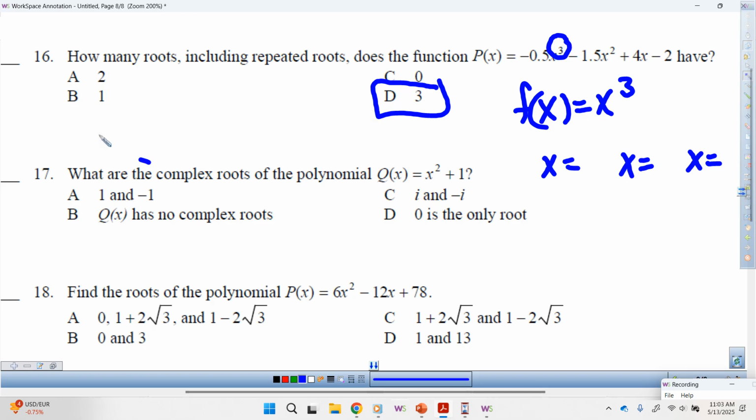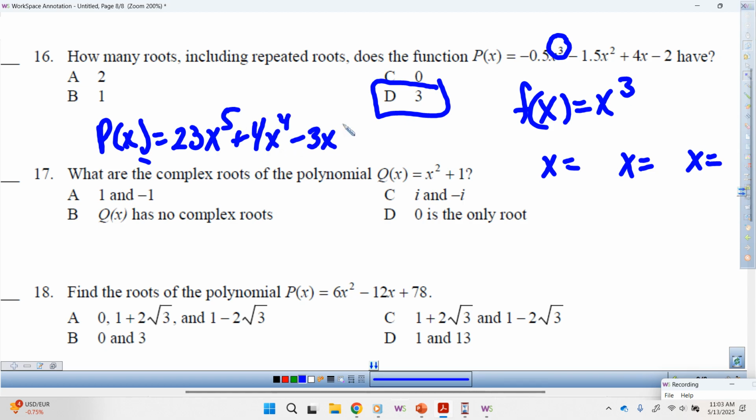So if I give you a polynomial that looks like this, look up. P of x equals 23x to the 5th plus 4x to the 4th minus 3x cubed plus x squared plus x minus 1. What would be the number of roots that we can get for that one? Tell your neighbor, number of roots. How many roots at the end do we get for that one? Correct answer is 5, because that's the highest degree.